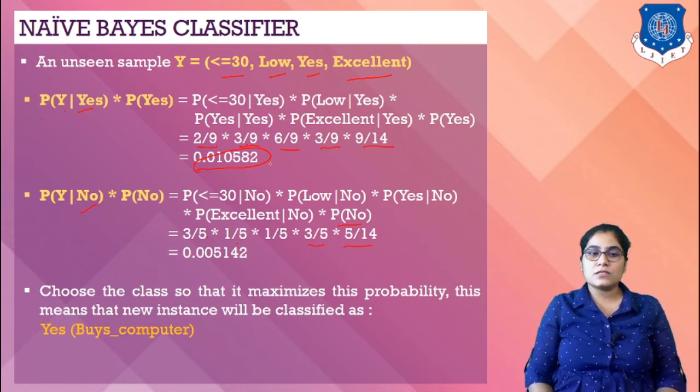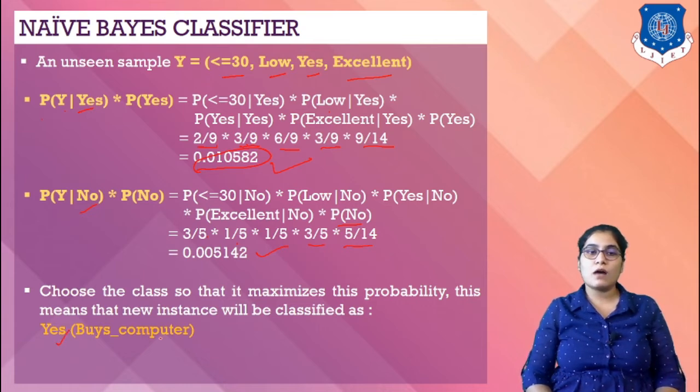Now we have to make a comparison between both of these answers. As we know, the probability of yes is higher than the probability of no, and that is why we classified this unseen data with the class label of yes. So this is how a naive Bayes classifier works.